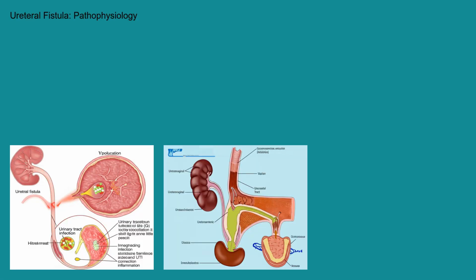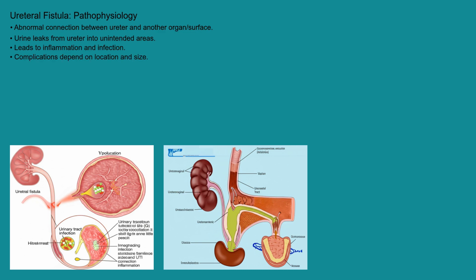The pathophysiology of a ureteral fistula involves an abnormal connection forming between the ureter and another organ or body surface. This connection allows urine to leak out of the ureter and into unintended areas. This can lead to inflammation, infection, and various complications depending on the location and size of the fistula. For instance, a ureterovaginal fistula allows urine to leak into the vagina, while a ureteroenteric fistula allows urine to leak into the bowel. The constant leakage can irritate surrounding tissues, compromise organ function, and create a pathway for bacteria to enter, increasing the risk of recurrent urinary tract infections and systemic illness.